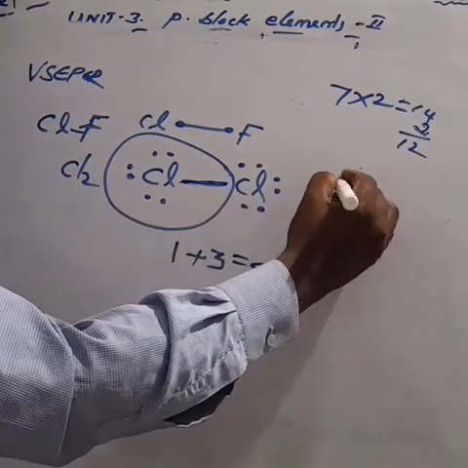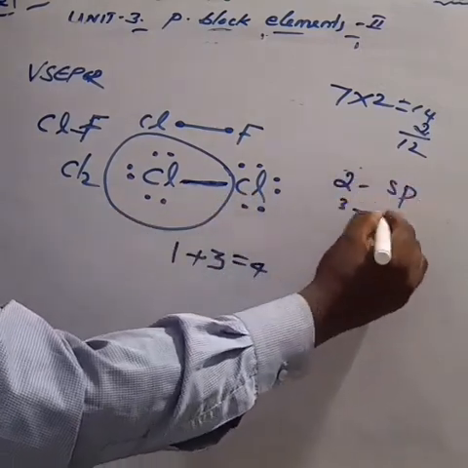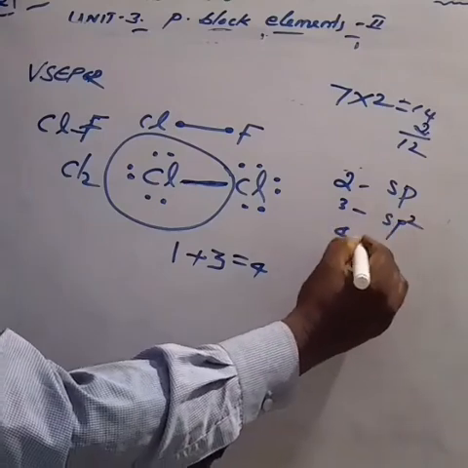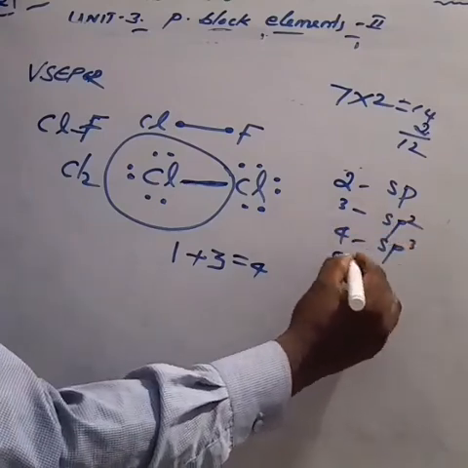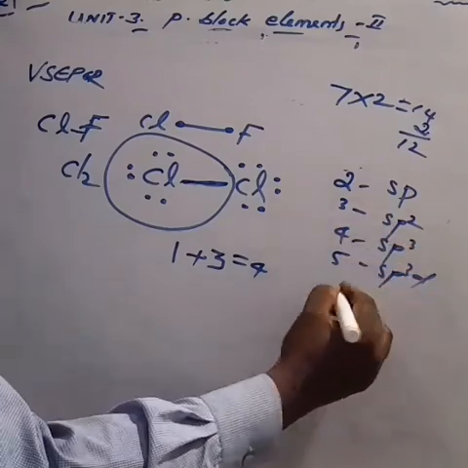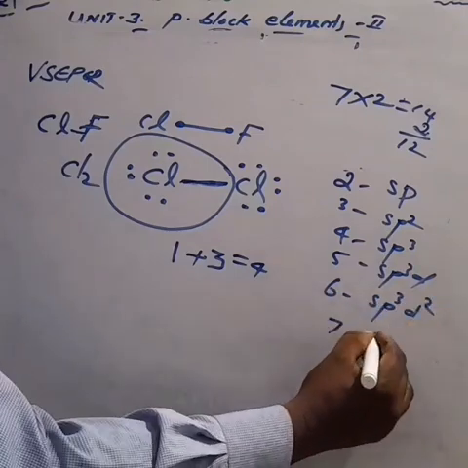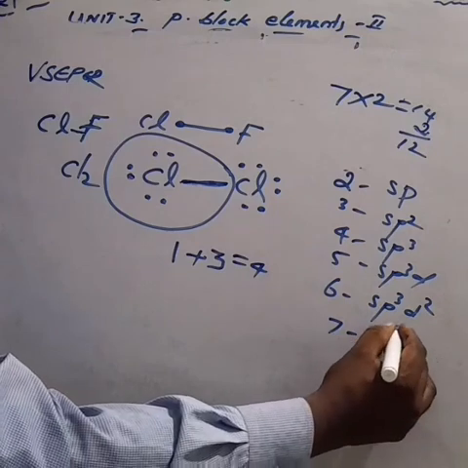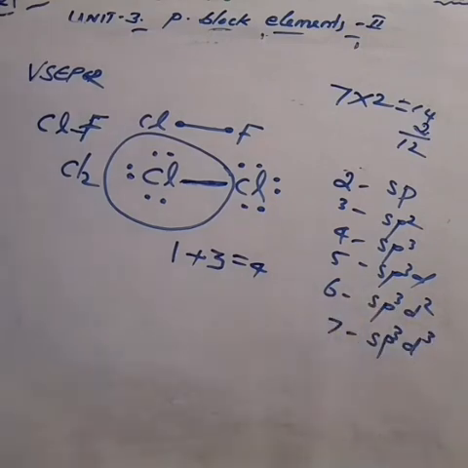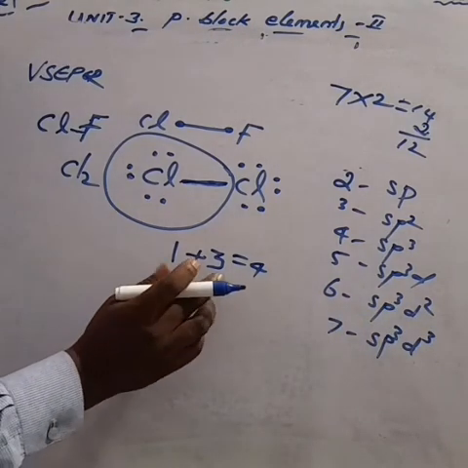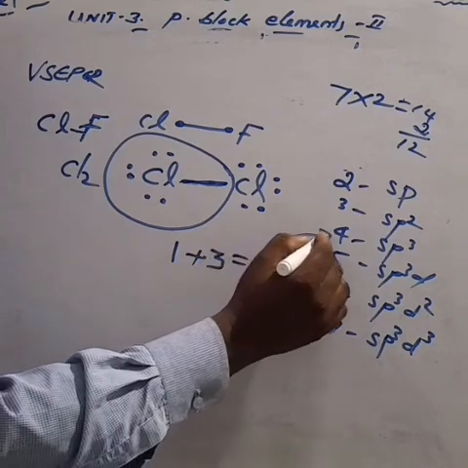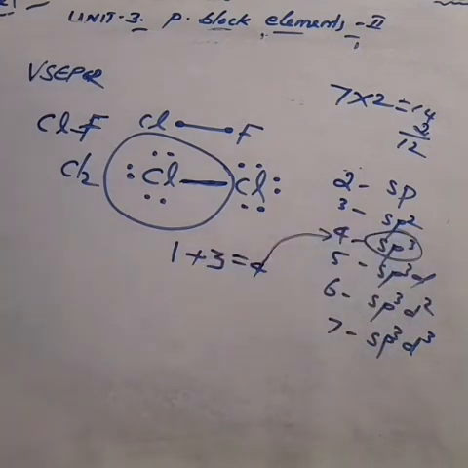All of you know that hybridization: 2 means sp, 3 means sp2, 4 means sp3, 5 means sp3d, 6 means sp3d2, and 7 means sp3d3. These are the numbers, am I right? So number 4 means what is the hybridization? sp3 hybridization.